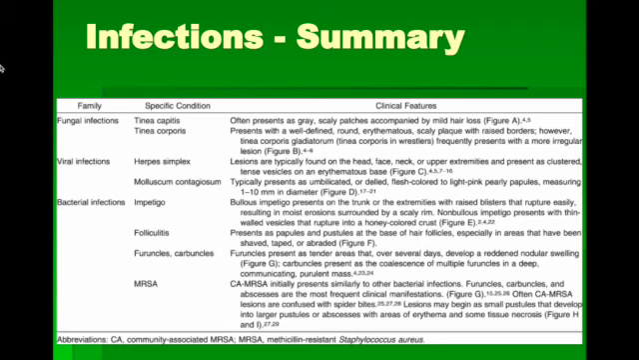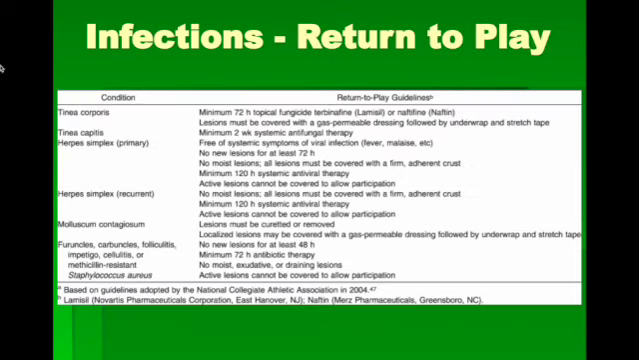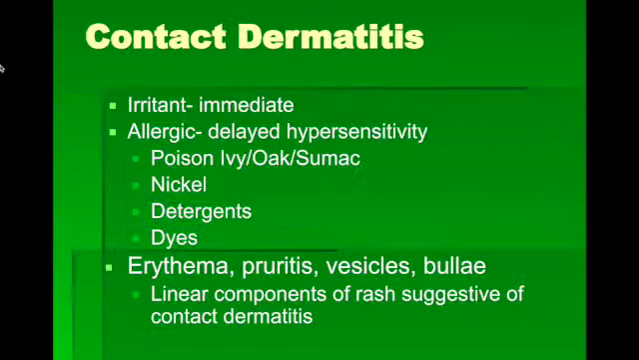Here's a summary of some of the infectious etiologies that we talked about, some of the clinical features, so you can feel free to pause and read through that. And then here is a summary of the return to play guidelines for some of these important infections as they pertain to the athletic trainer, including some of the bacterial, viral, and fungal conditions that we just talked about. So I would take a read through that, and then we'll discuss more in class.